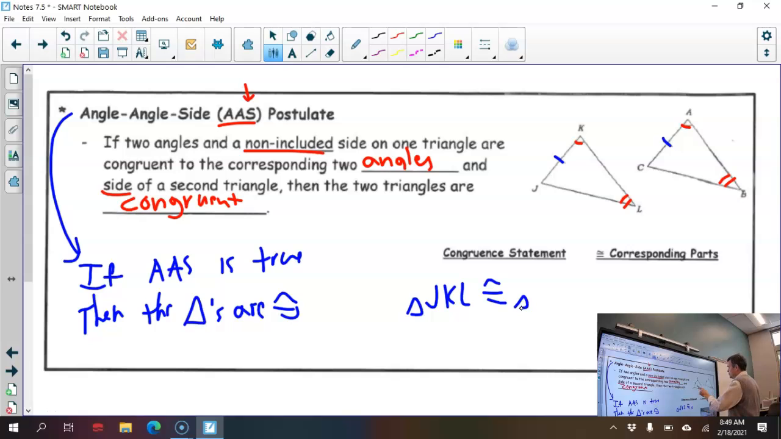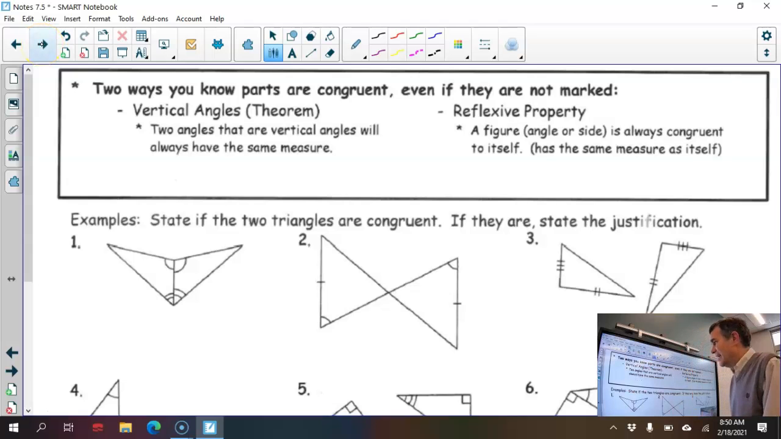Now notice, the J has no mark, the C has no mark, so the J and the C match up. The K has one arc, the A has one arc, so the K and the A match up. And that leaves me with the L matching up with the B. And now I could name all 6 corresponding parts, but I'm not going to do it. We've done that twice already. I could name all 3 matching angles and all 3 pairs of matching sides, but I think we got that idea. All right, we're almost done.